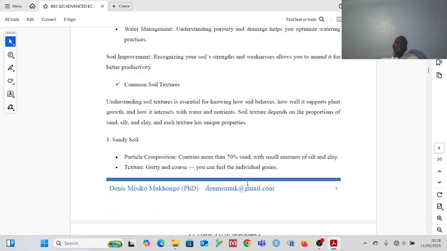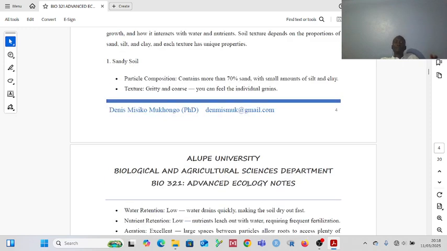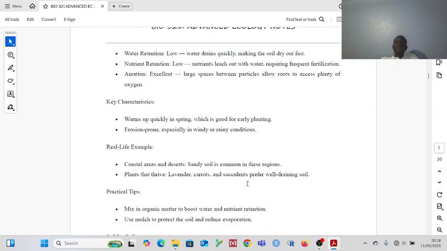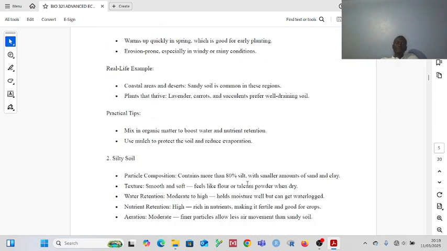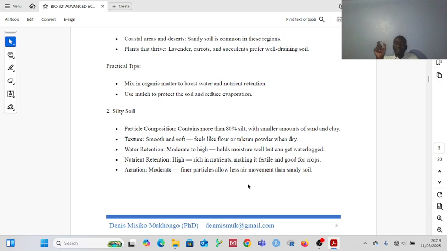Now, the common soil textures. When you are talking of sand particles, they form sandy soil. It's still the same thing, only that it's now sandy soil. The initial description was there for the particles. When you are talking of silt particles, they form silty soil.